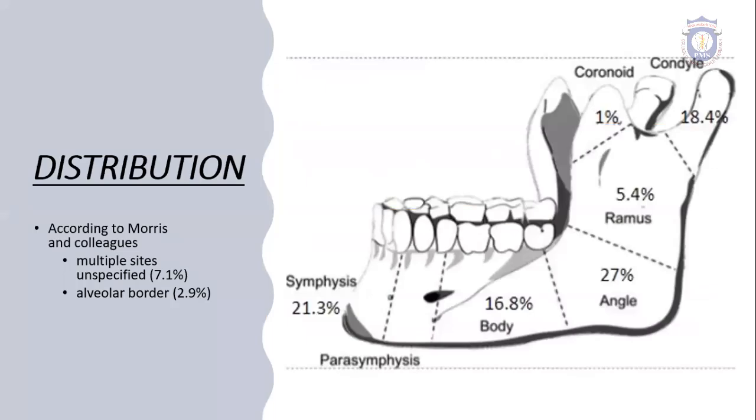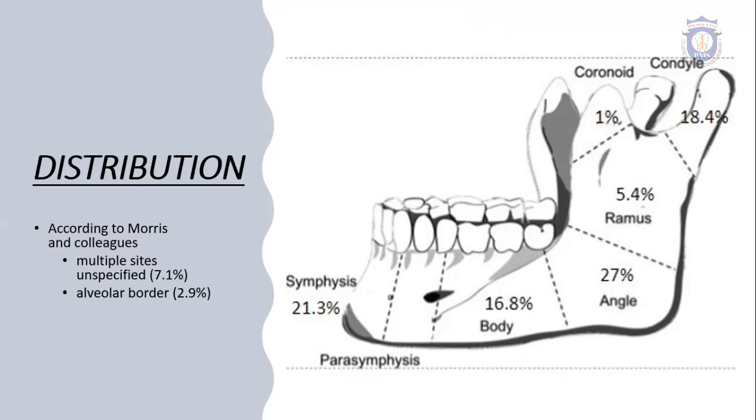Now, distribution of the fracture depends on the kind of trauma, of course, but we know that because of the areas of weakness and areas vulnerable to trauma, the most common fracture occurs either in the angle of the mandible or in the symphyseal or parasymphyseal region. The body fractures are the second or third most common compared to the angle and the symphysis.